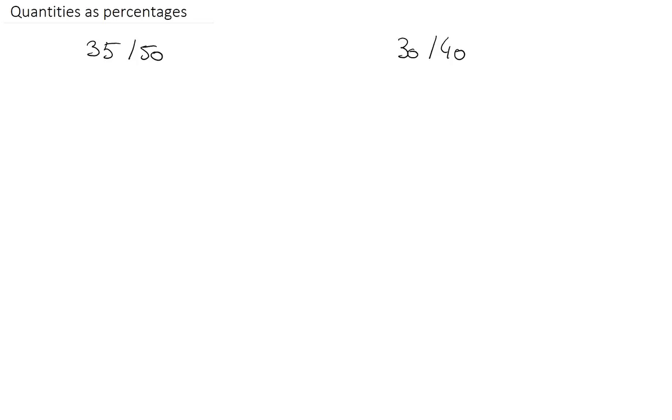By looking at these two scores, these two fractions, you can't really tell which one you did better, because both of them have a different denominator. So you can't just go and compare the numerators with each other. No, it doesn't work like that. What we can do is express both quantities as a percentage.